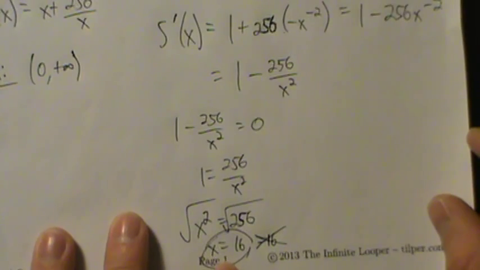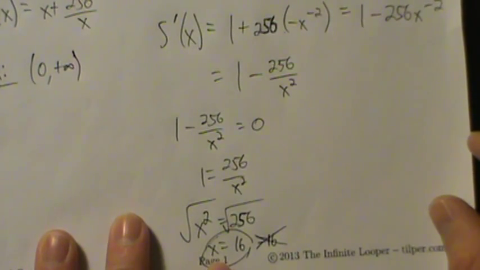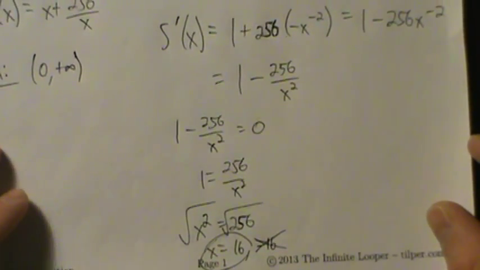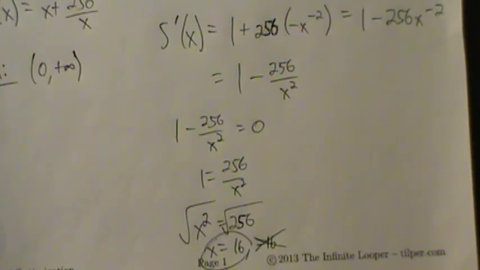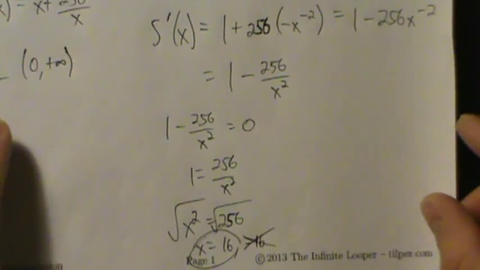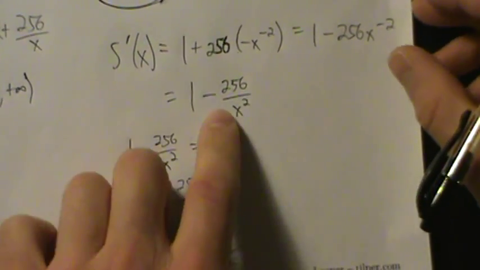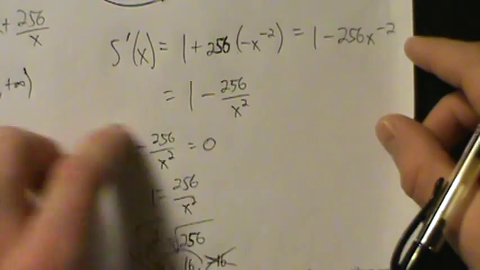So what we could do is set up a sign chart like we did with curve sketching, but we don't really care where anything's increasing or decreasing. We only care, is it a max or is it a min? So what we could do is the second derivative test. In this case, the derivative isn't too bad, so let's go ahead and do that.